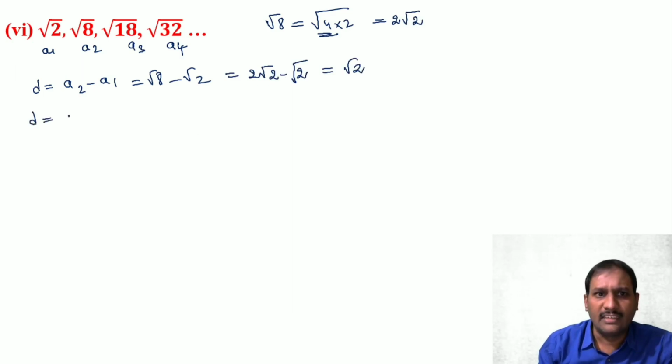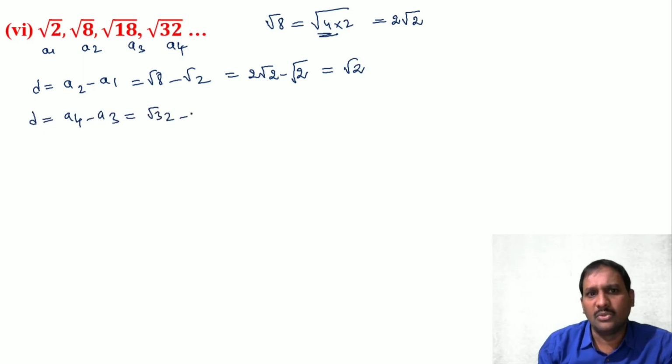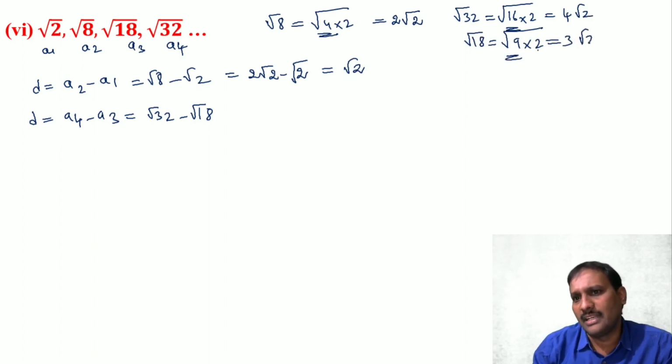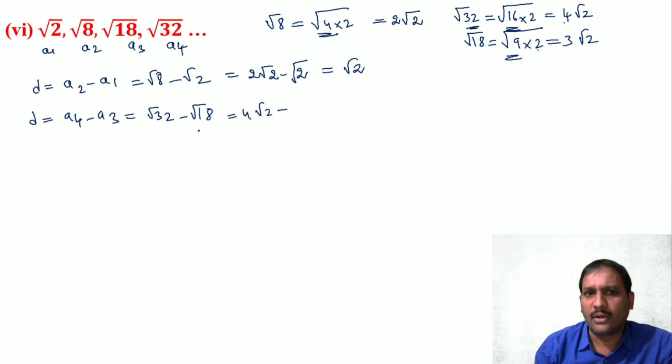Next we'll take a4 minus a3. That is root 32 minus root 18. And root 32 can be written as root 16 into 2, where the square root of 16 is 4 and root 2 remains the same. And square root 18 can be written as 9 into 2 under root. Square root of 9 is 3 and root 2 remains the same. So root 32 is 4 root 2 and root 18 is 3 root 2. So 4 root 2 minus 3 root 2 is equal to root 2.